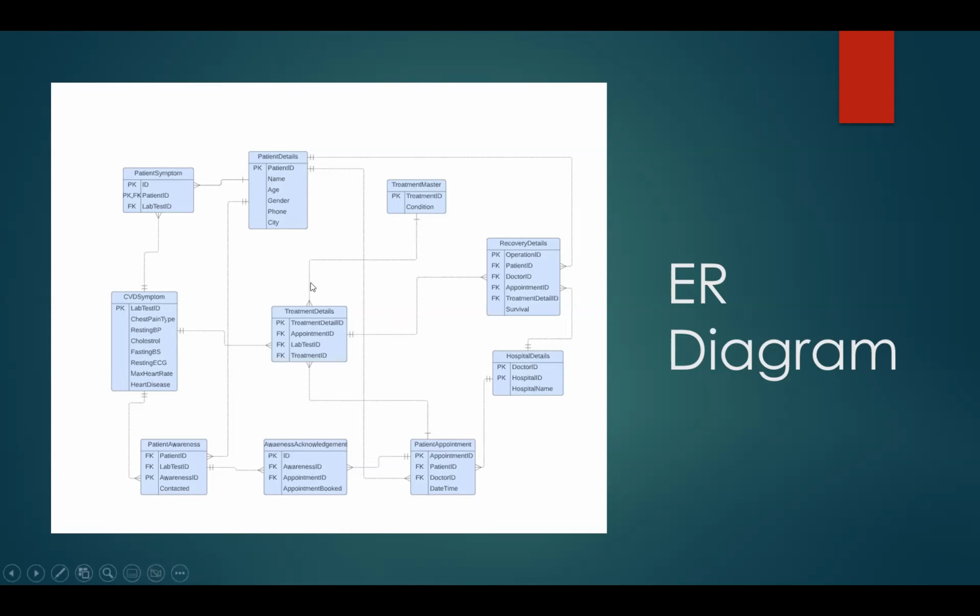And then we are storing the treatment related information in a table over here to understand which treatment has been given to the patient for which heart disease. And then this is the recovery details. Here we are storing the number, like after the treatment is given, whether the patient has survived or whether the patient has died.